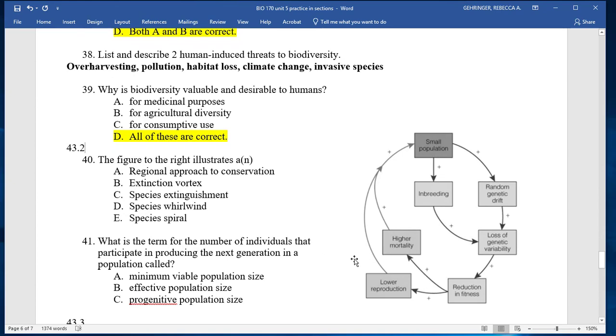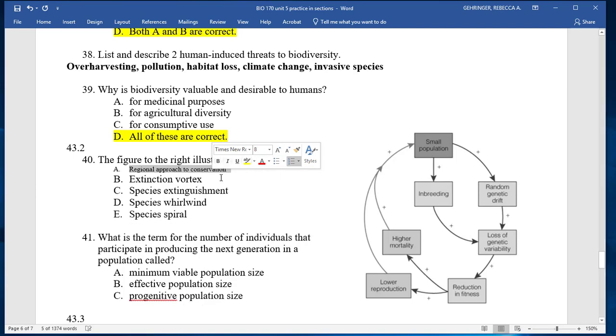40, the figure to the right illustrates a blank. So this figure, we have a small population, so we have inbreeding and random genetic drift. That gives us a loss of genetic variability. That causes a reduction in fitness. That causes a higher mortality rate and lower reproductive rate. And so we get a small population, and it just keeps going there. So is that a regional approach to conservation? No, it is not. Is it an extinction vortex? Absolutely it is. The rest of them are just made up.